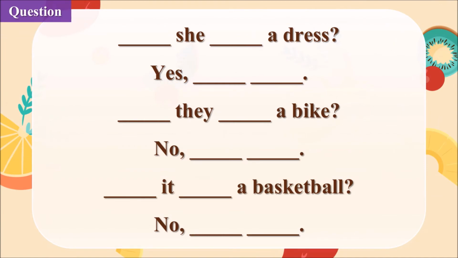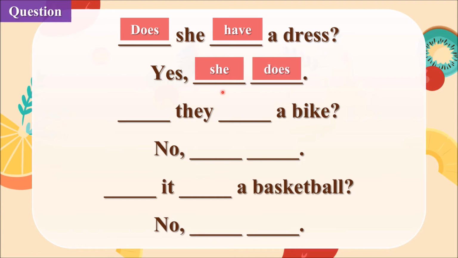let's move to a small practice. So remember, when we ask a question, we begin with do or does. And for all questions, we use have. And in the front of this question, should we use do or does? The answer is does. Does she have a dress? When we answer yes, we put the pronoun she followed by does. The answer is yes, she does.